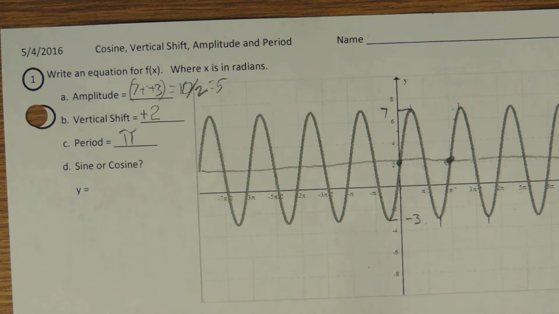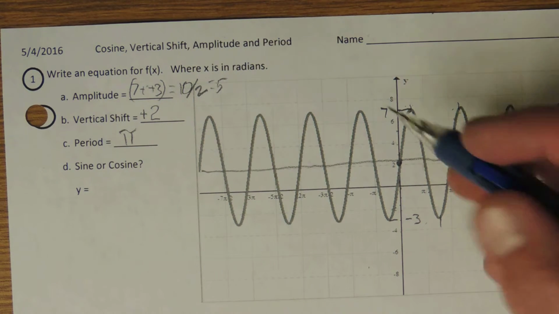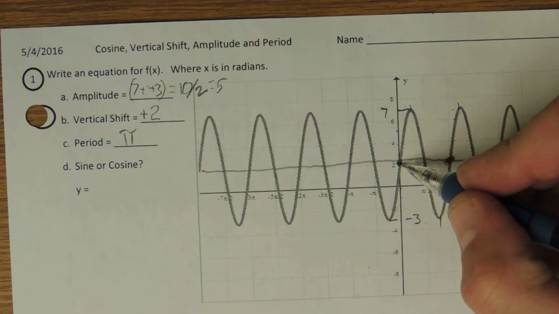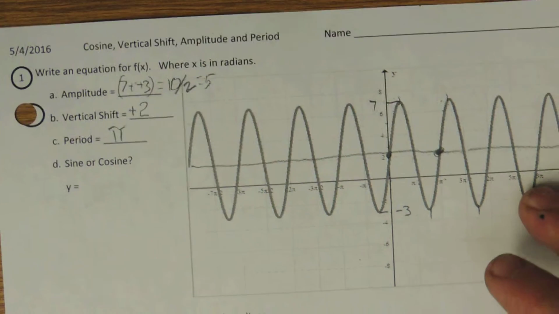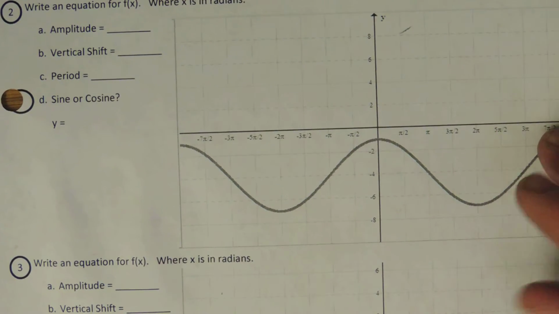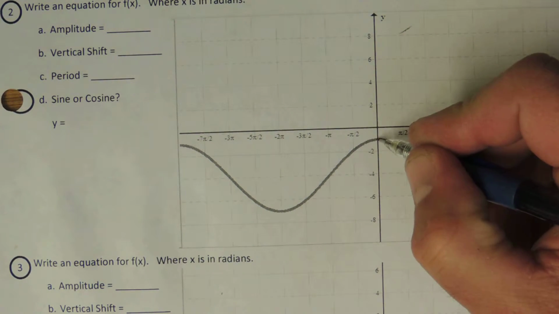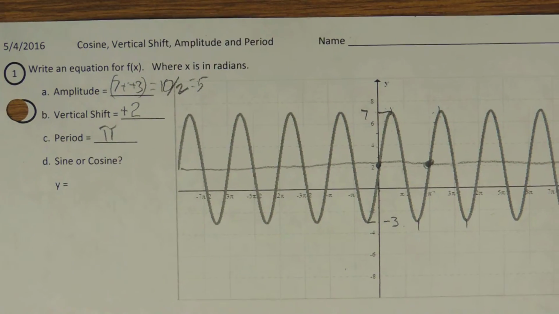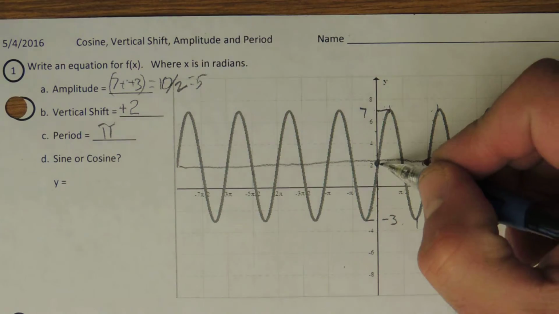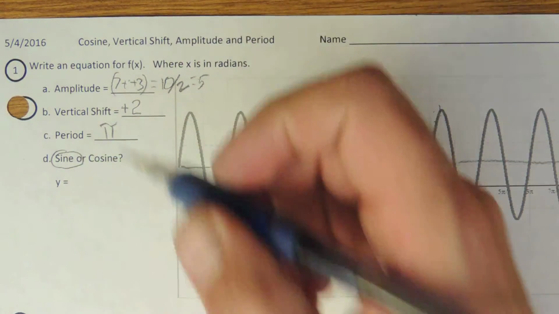Next thing I need to decide is whether it's sine or cosine. Sine starts at the midline and goes up. Cosine starts at the maximum point. So when you do question number 2, you'll notice it starts at the maximum point. You're going to use cosine there. But for this one, I'm going to use sine because it starts at midpoint, at the midline.